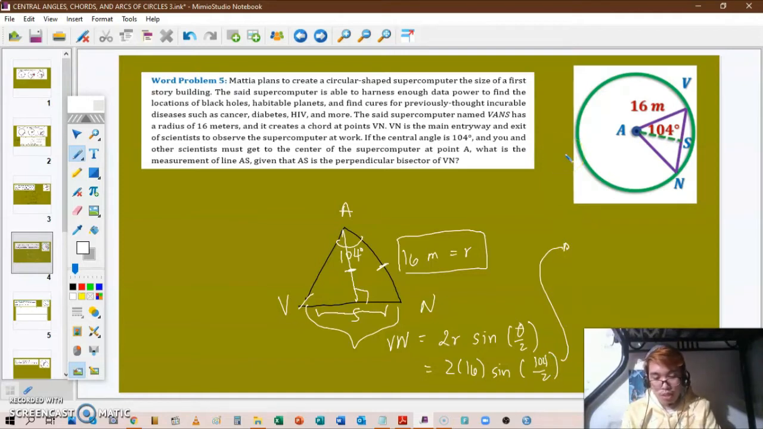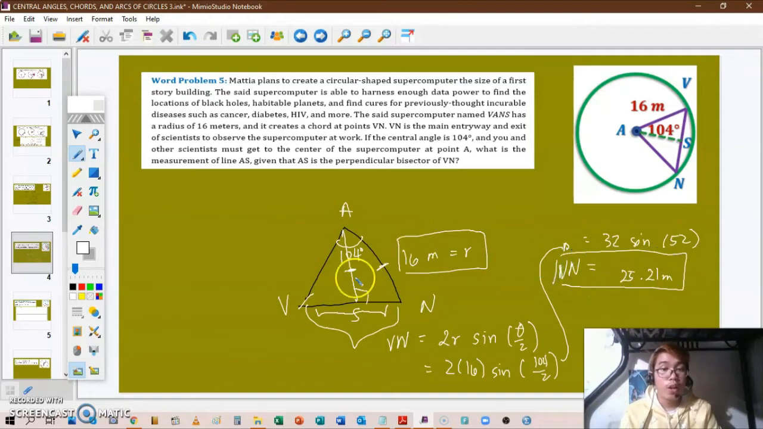2 times 16 gives us 32, so we have 32 sine. And what's 104 divided by 2? 104 divided by 2 is equal to 52. If we evaluate 32 sine 52, that's going to give us 25.21. Therefore, the value of Vn is equal to 25.21. To solve for the value of AS, we simply have to divide 25.21, I'm sorry, 25.22, by 2.